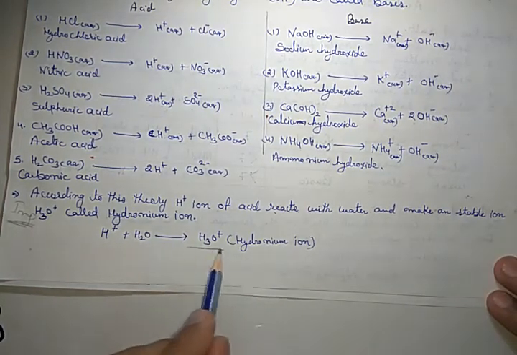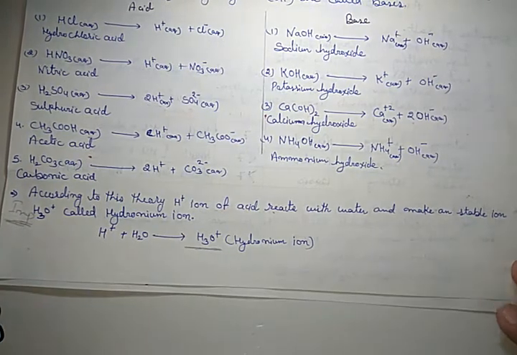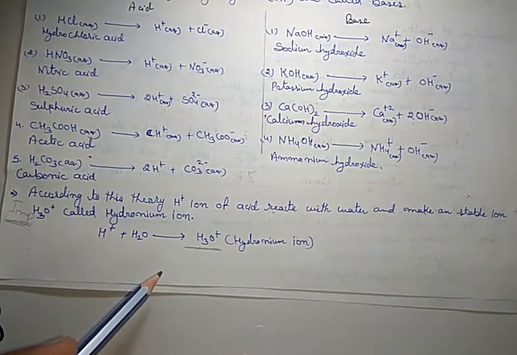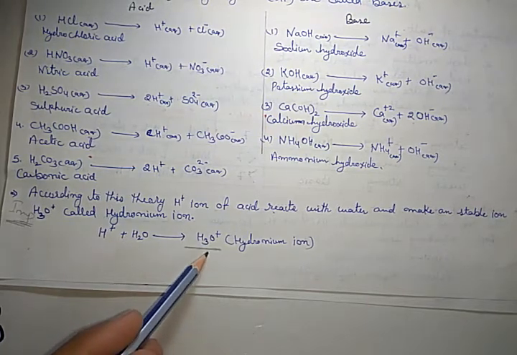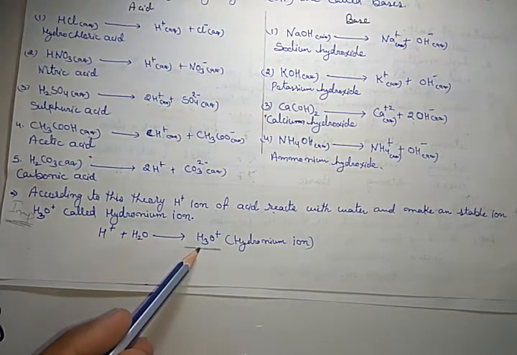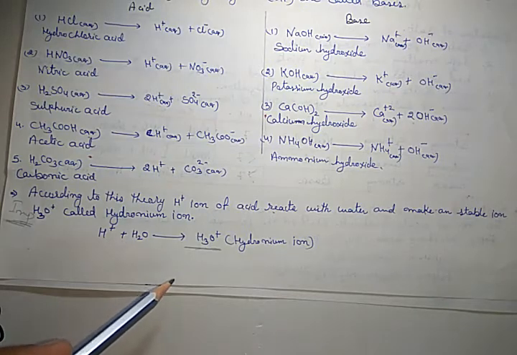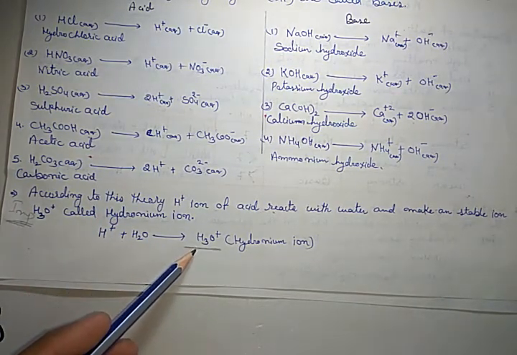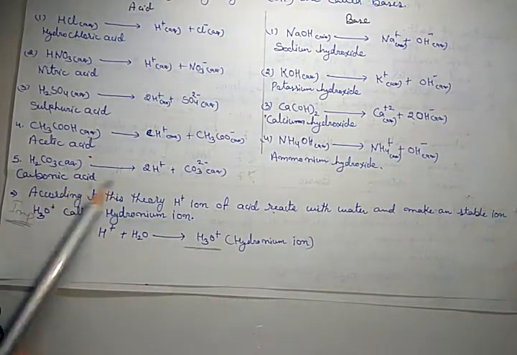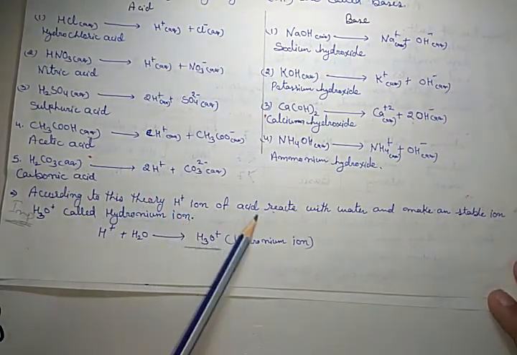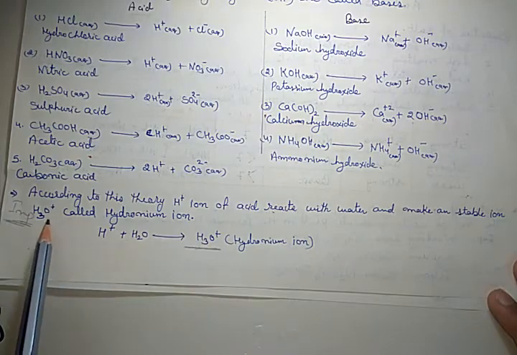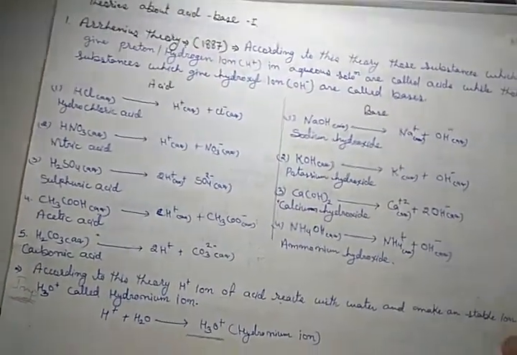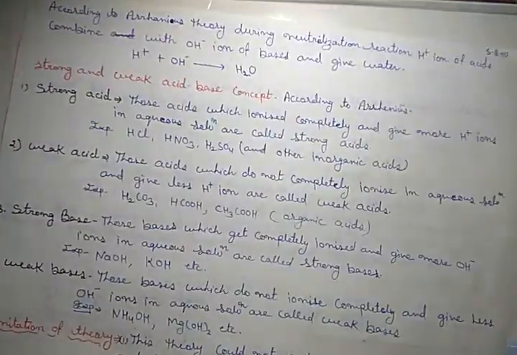This H3O+ is very important for our exam. If I am correct, approximately two times the formula of hydronium ion was asked in different papers. So that is an important question for you. I am repeating again: the H+ ion of acids reacts with water and makes H3O+, which is known as the hydronium ion.